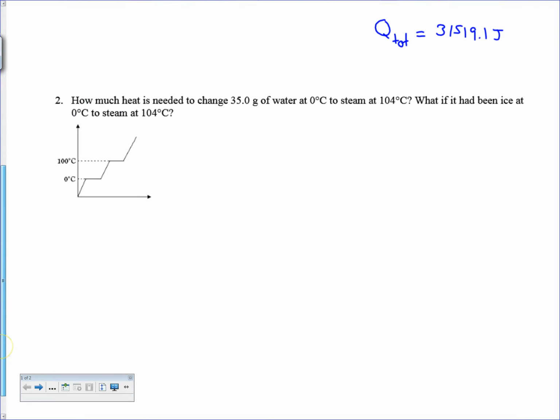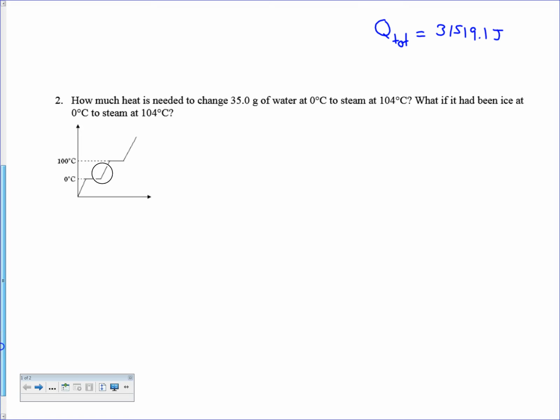Moving on here to the second problem. This one says how much heat is needed to change 35.0 grams of water at 0 degrees Celsius to steam at 104 degrees Celsius. What if it had been ice at 0 degrees Celsius to steam? So first of all, the thing to notice here is we're starting at 0 degrees Celsius, but there's this entire line here that's at 0 degrees Celsius, and so you need to know where particularly we're starting.